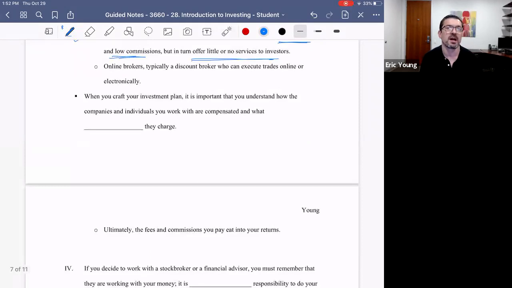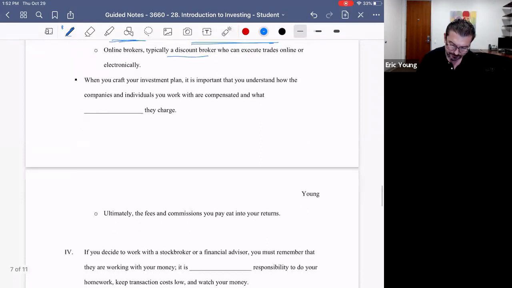You also have online brokers. This is really a blurred line with discount, but an online broker is typically a discount broker who just has more ways to use technology and electronic methods to execute trades, okay?